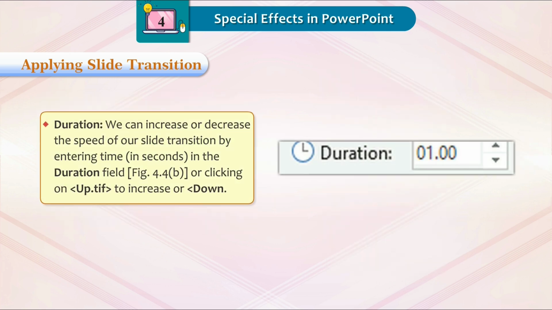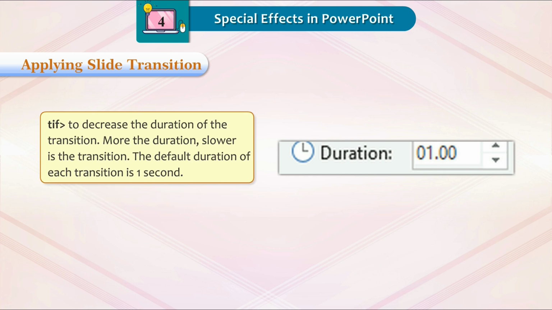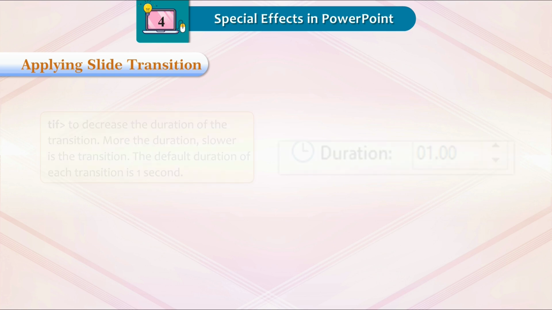Duration. We can increase or decrease the speed of our slide transition by entering time in seconds in the Duration field. Refer to figure 4.4b. Or click on the up arrow to increase or the down arrow to decrease the duration of the transition. The more the duration, the slower is the transition. The default duration of each transition is 1 second.